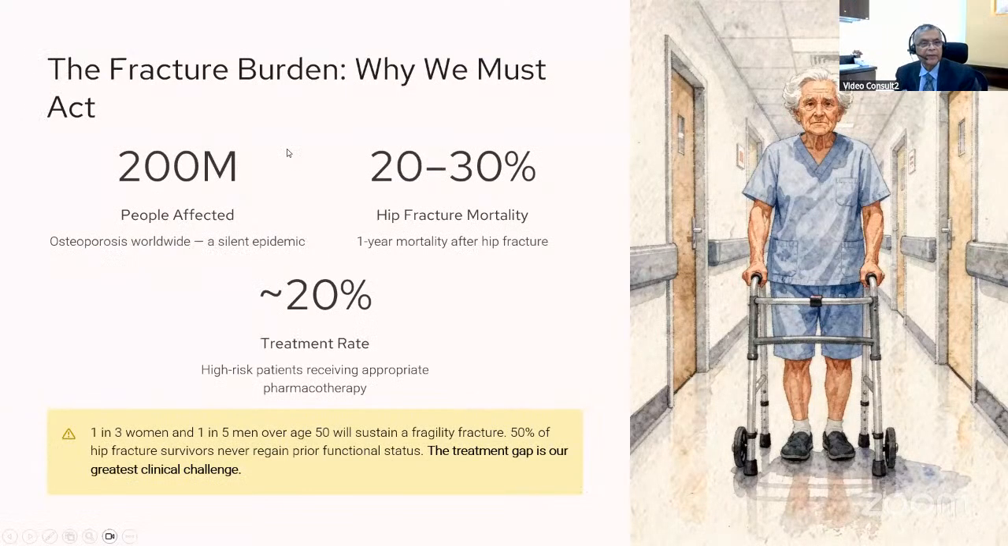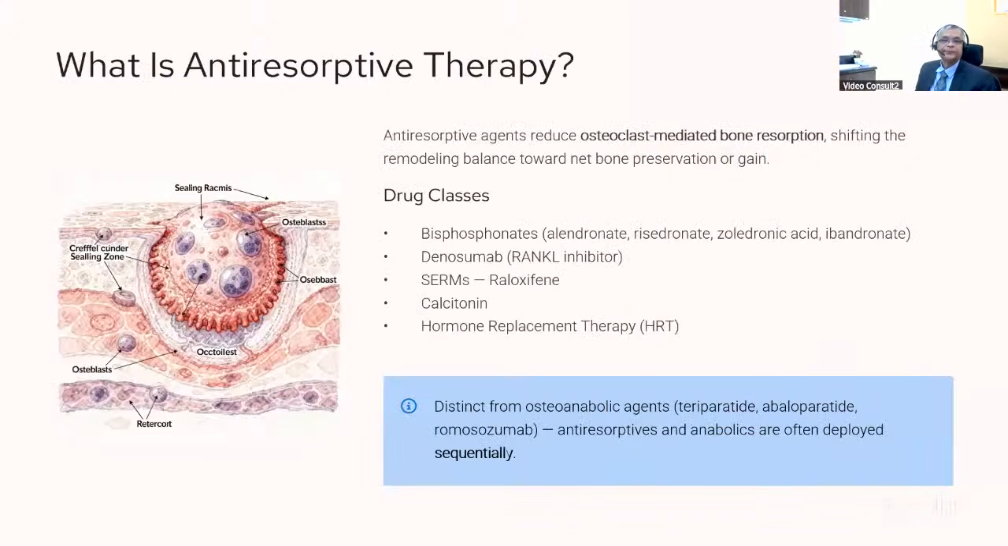The fracture burden is about 200 million people, affected by a silent epidemic, that is osteoporosis, and about 30% have hip fracture mortality. 1 in 3 women and 1 in 5 men over the age of 50 will sustain a fragility fracture, and 50% of these fracture survivors never regain prior functional status. So the treatment gap is the greatest clinical challenge.